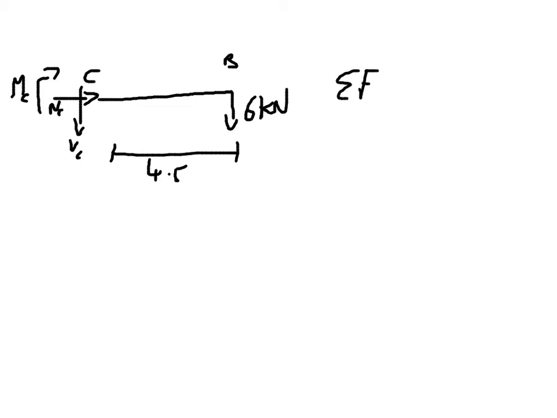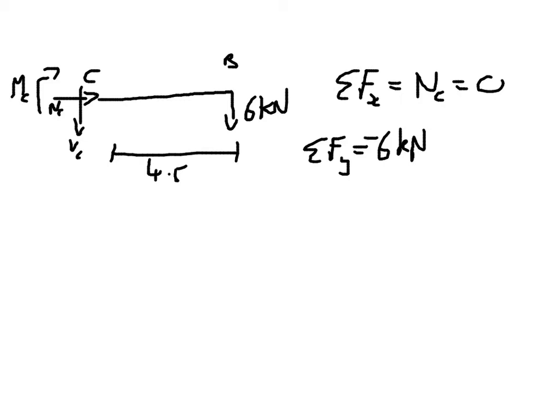You should spot very quickly that the sum of the forces in the X is going to be NC, which is going to be 0. The sum of the forces in the Y direction is going to be 6 kilonewtons, and that's minus because it's going downwards, and a minus VC, so equals 0, so VC equals minus 6 kilonewtons. In other words, our shear force is acting the opposite way to the way we believed.